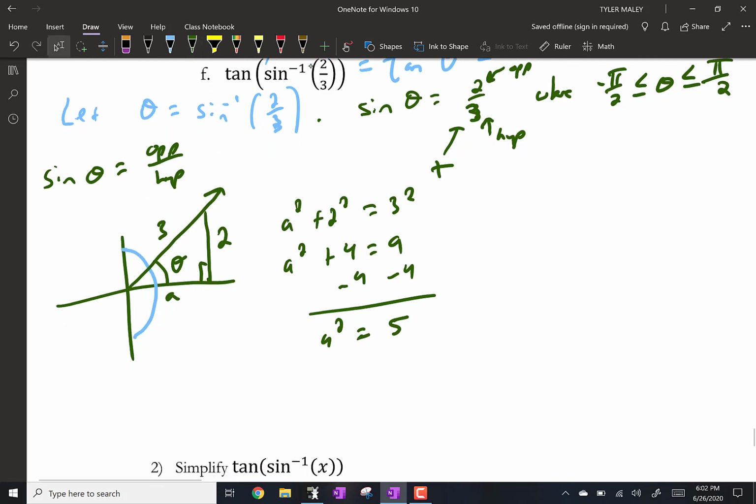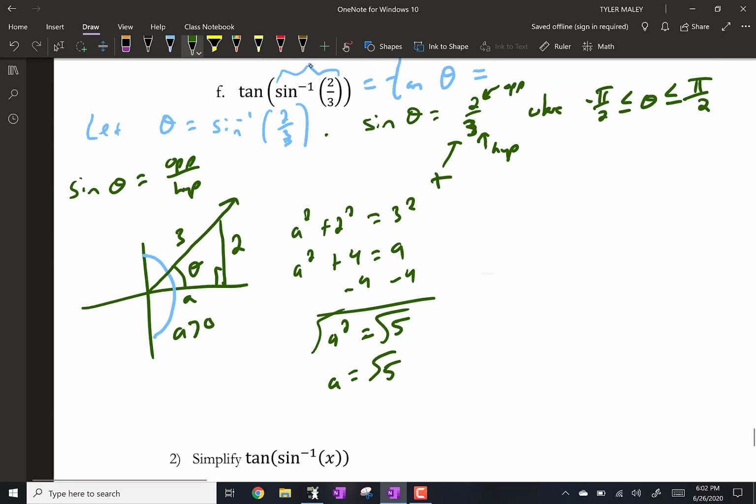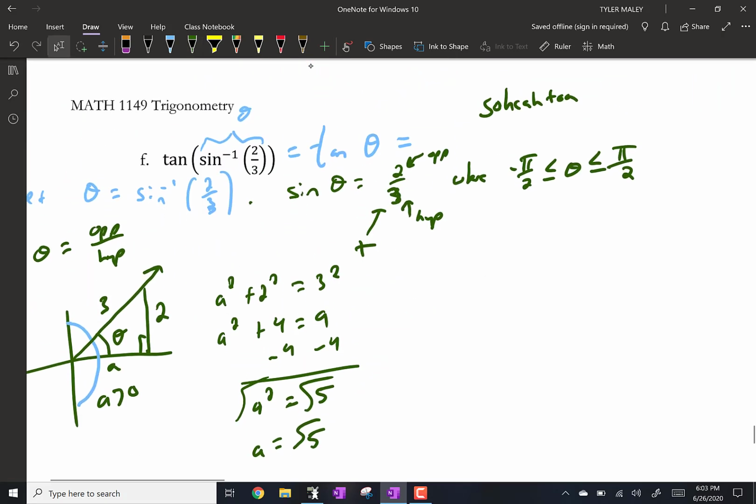Right, and a here is going to be positive, right? a is going to be greater than 0 because we're in the first quadrant. So if I take the square root of both sides, I get a equals radical 5. Right? So now I think I'm ready to fill things in.